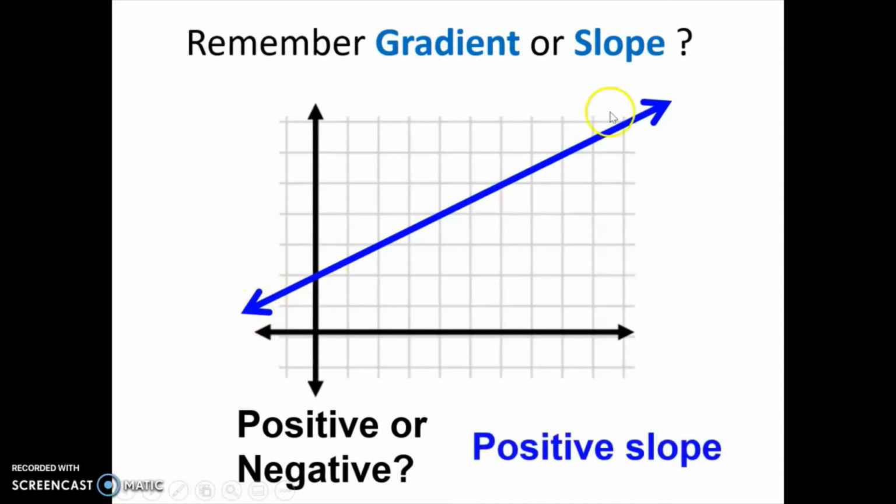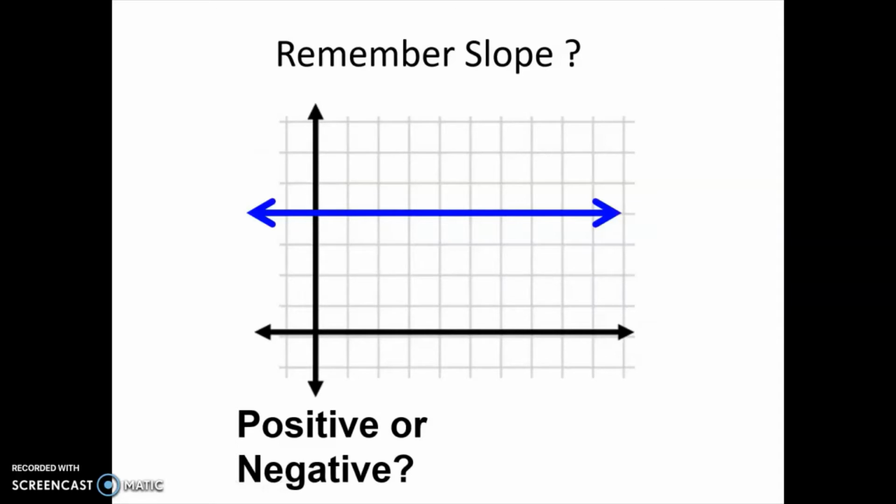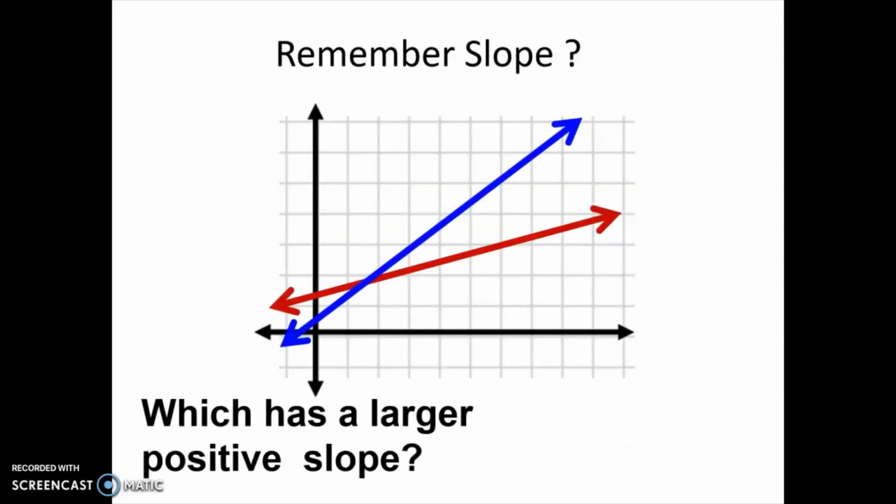Anytime a line is going up, and that means as the independent variable is going up, the dependent variable is also going up, that's called a positive slope. How about this one? Negative slope. Of course, it's going down. How about this one? Well, neither positive nor negative. It's no slope.